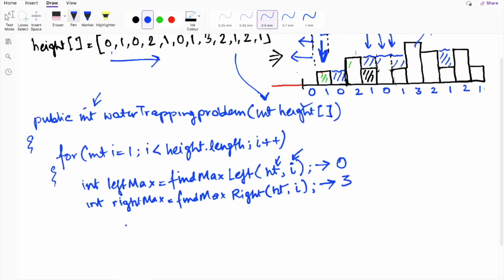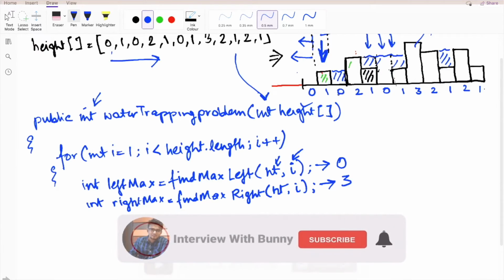The next step is we have to calculate the water holding capacity of a particular block. So what we'll do, we will find the minimum of these two heights present over here.